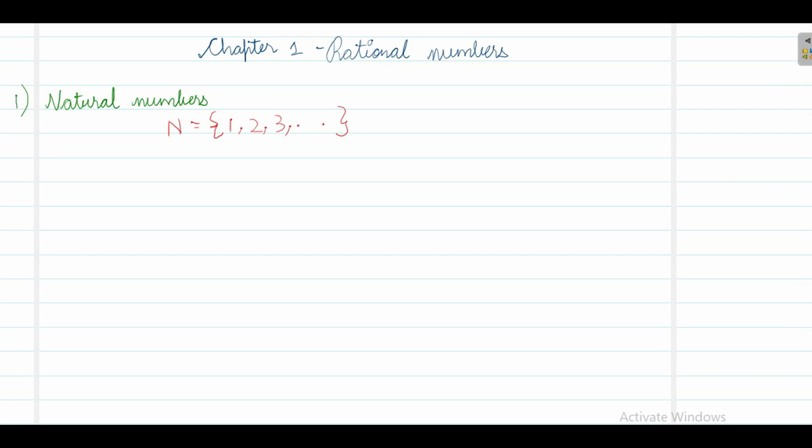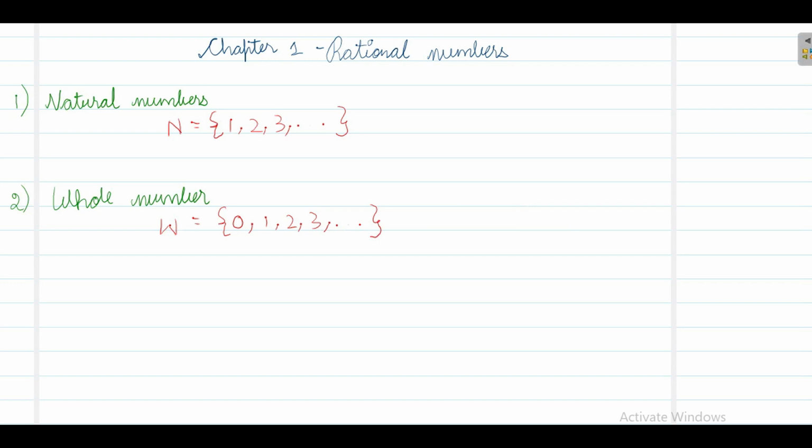The second system is the whole number system. What is it? It is nothing but the whole number system. How do we represent whole numbers? We represent the set of whole numbers using capital W. Capital W is nothing but the set of all natural numbers including 0. So 0, 1, 2, 3 and so on. In other words, whole numbers are nothing but natural numbers plus 0.